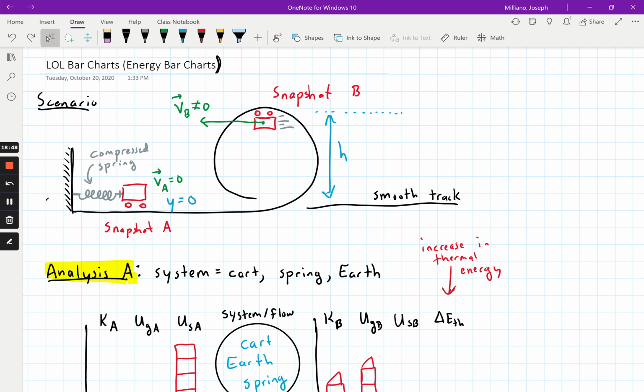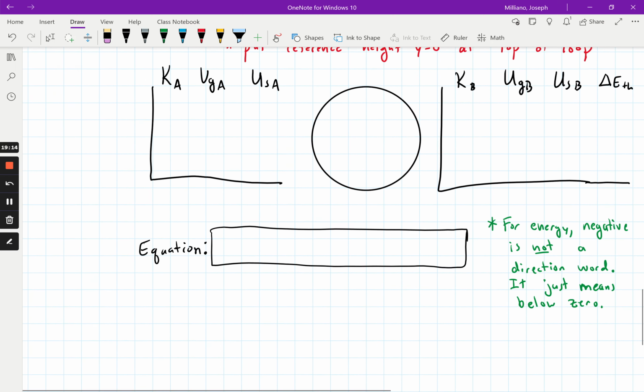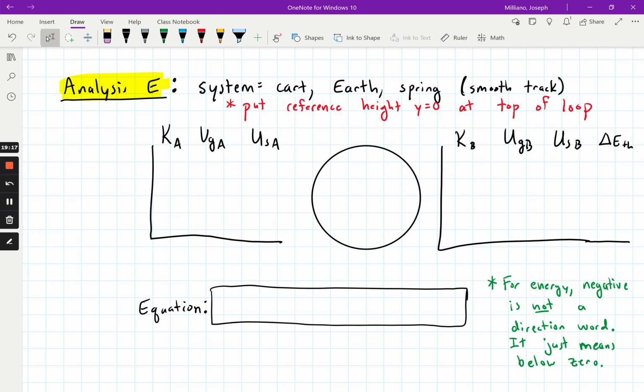Here's our picture. What we're going to do now is y equals 0 is going to be here in analysis E. So it's now where the cart is at the end. And then in snapshot A, the cart is below that reference. It's at a negative height relative to 0. Scrolling on back, our system is the cart, the earth, and the spring. The track we can ignore because it's smooth. You don't need to include it if there is no friction.